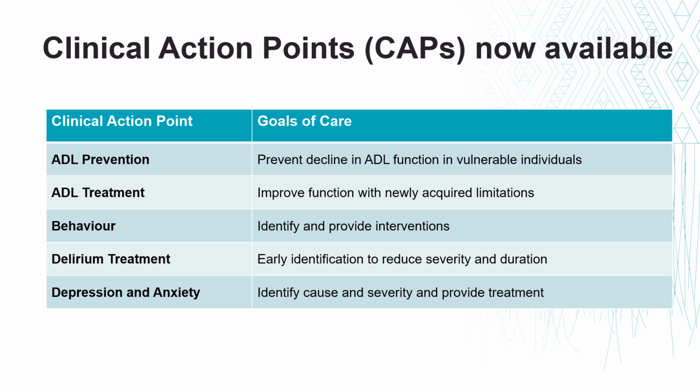The first is ADL prevention. The goal of care is to look at preventing the decline in ADL function for vulnerable individuals. ADL treatment has a goal of care to improve function with newly acquired limitations. The behaviour cap has a goal to identify and provide interventions. The delirium treatment cap has a goal of early identification to reduce the severity and duration of delirium. The depression and anxiety cap looks at helping to identify the cause and severity and then provide treatment.